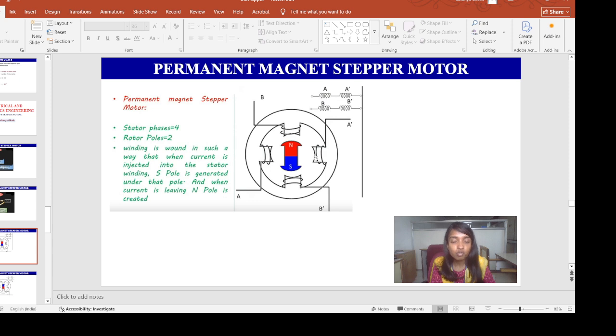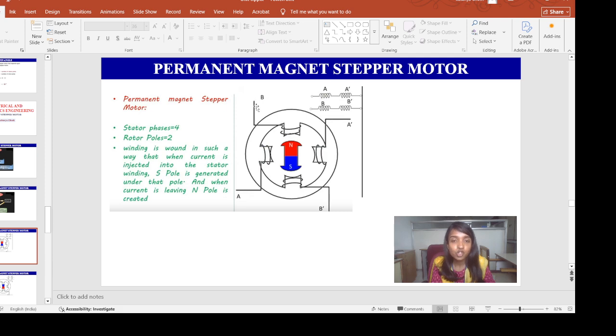So in this situation, what will happen? The north pole of the rotor will get attracted to the south pole of the stator, and the south pole of the rotor will get attracted to the north pole of the stator. Next, I want to rotate this rotor in the clockwise direction. That means first I need to energize A, then B, then A dash, then B dash, then A. So we have already energized A. Now we will energize B.